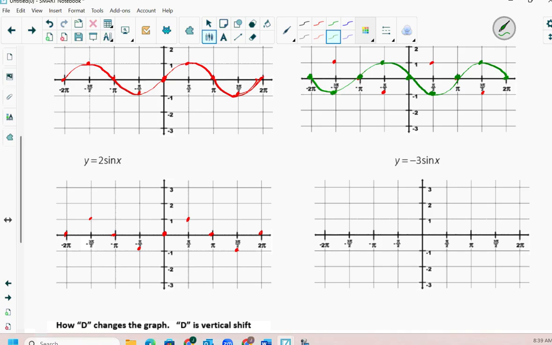So again, what am I doing in this graph with the 2 out in front? Multiply those y values by 2. It's just going to get taller because the zeros, again, won't change. If I multiply 1 by 2, I get 2. Negative 1 times 2 is negative 2.